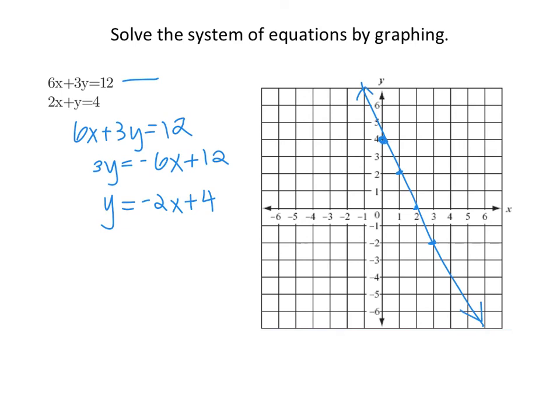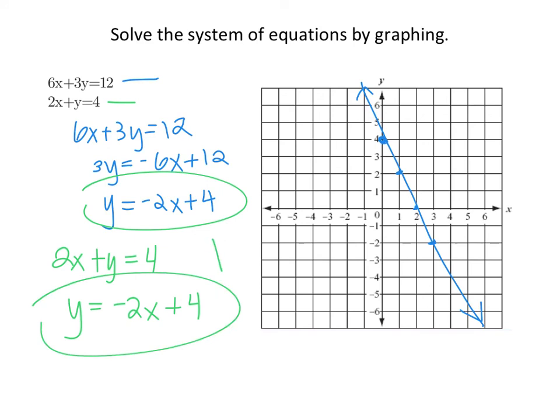Okay. Working with the other equation, 2x plus y is equal to 4. Subtract 2x from both sides. Y is equal to negative 2x plus 4. Already I can see that these two are exactly the same. Same y-intercept, positive 4, same slope, negative 2. So obviously these two lines are going to lie on top of each other.